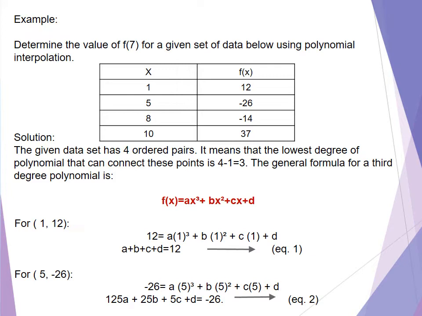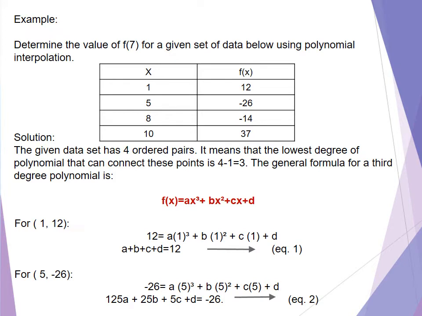So let's proceed to the example. Determine the value of f of 7 for a given set of data below using polynomial interpolation. As we can see in the given data below, we have data of x and f of x, and we are going to use this data to get the value of f of 7.